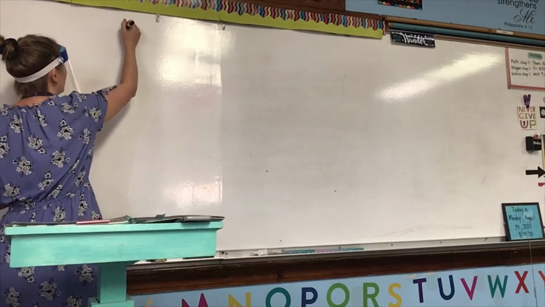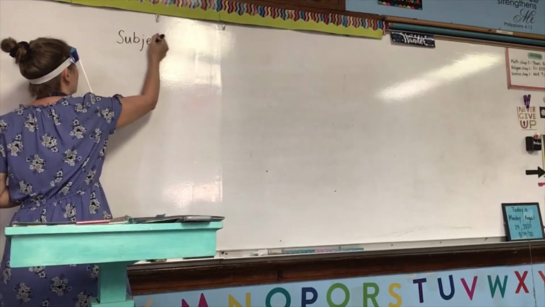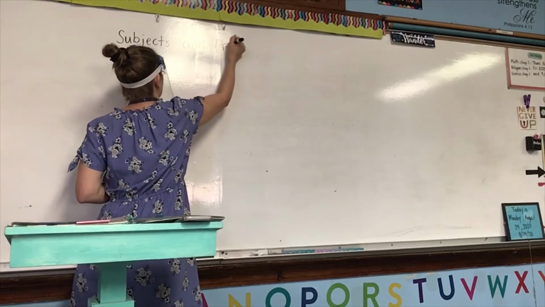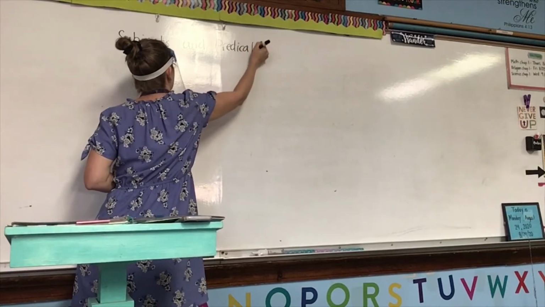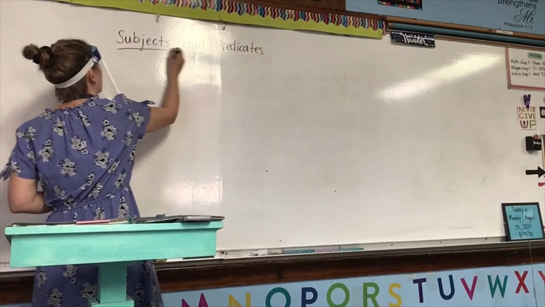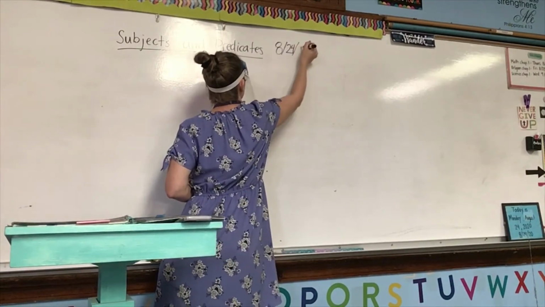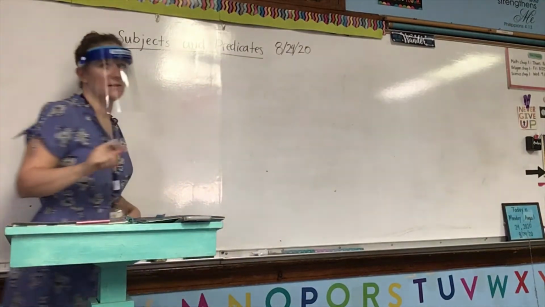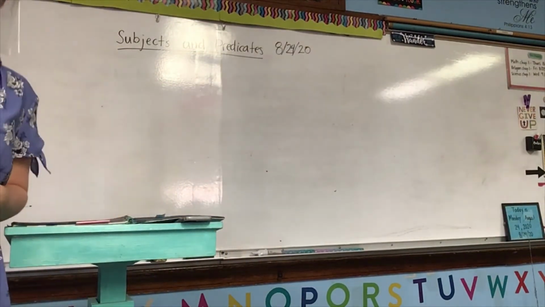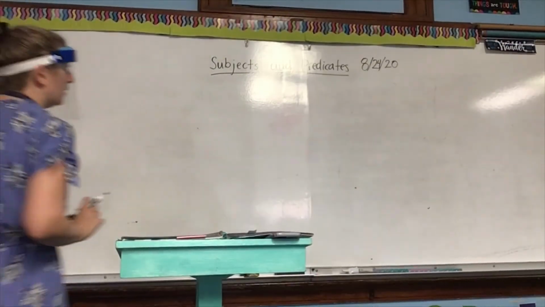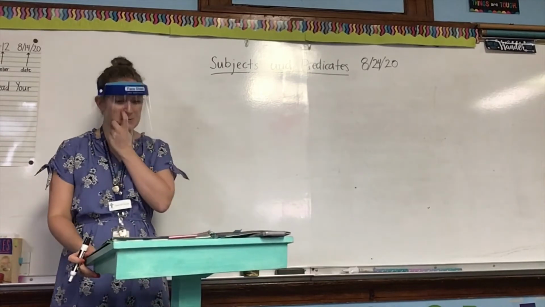So the top of your notes should say subjects and predicates. Underline it because it's the title, and then put today's date. So subjects and predicates is what we are talking about today. So the title of today's notes is Subjects and Predicates.